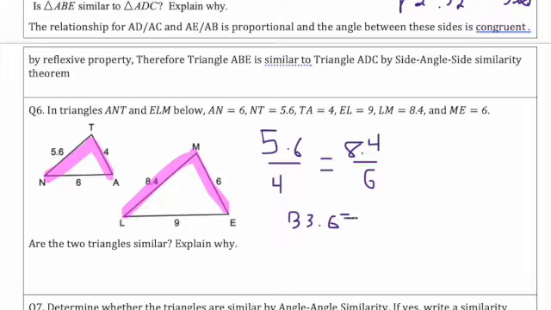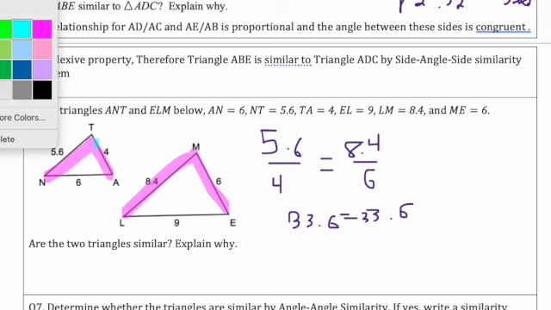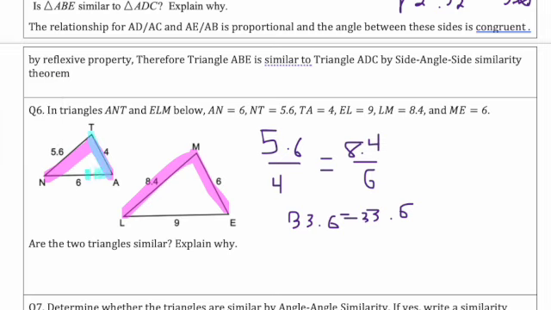And we have 8.4 times 4, and that's 33.6. So these two sides are in proportion. So let's try another two sides. Let's go with these two sides.